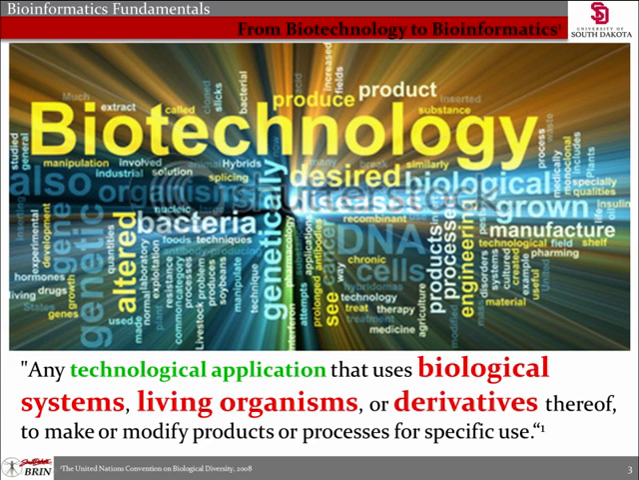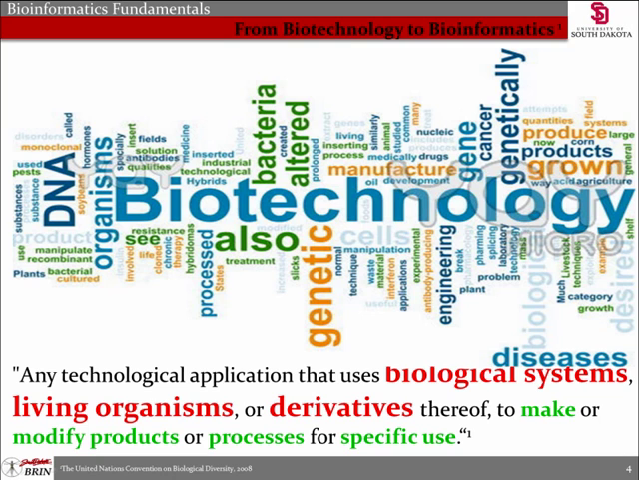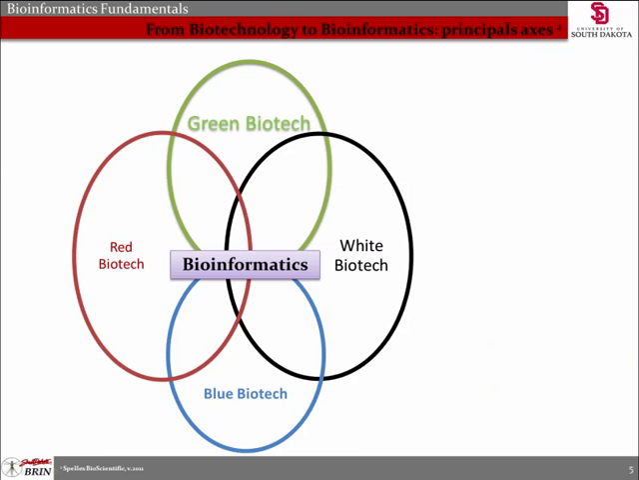Referring to the United Nations Convention on Biological Diversity, biotechnology describes any technological application that uses biological systems, living organisms, or derivatives thereof to make or modify products or processes for specific uses. One example would be using biochemistry in genetics to create a genetically modified organism. From this concept, we can draw a simple map of the biotechnology scope.